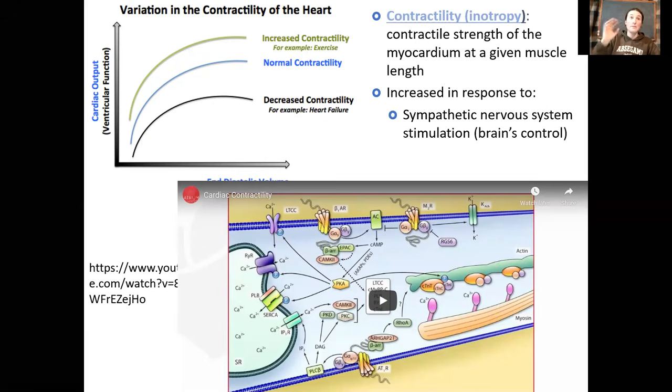Contractility can be purposely increased in different scenarios. So when you get up off the couch after watching this lesson, if you want to take a jog, your sympathetic nervous system will be engaged because you're running now. And so you can actually increase the efficiency of your heart selectively given whatever activity that you're doing. Epinephrine, also called adrenaline, can do a pretty good job of increasing contractility as well.